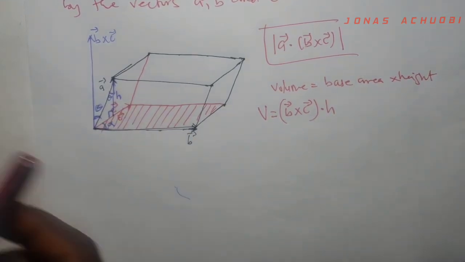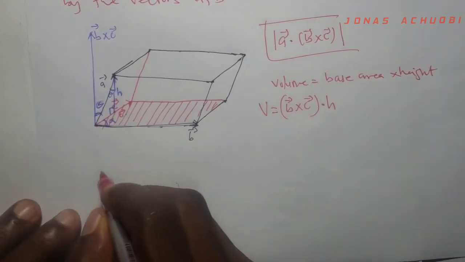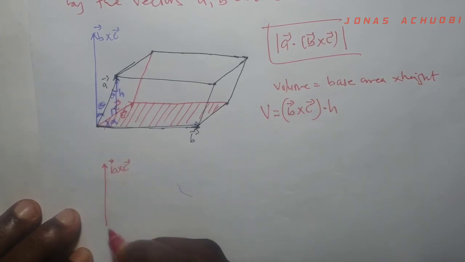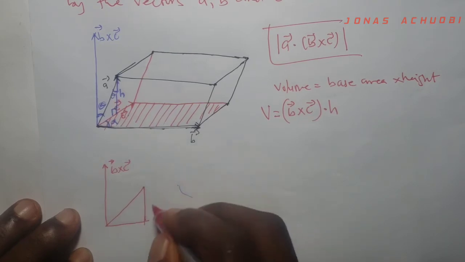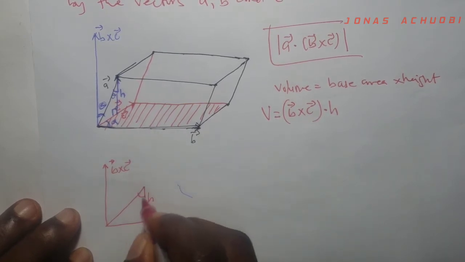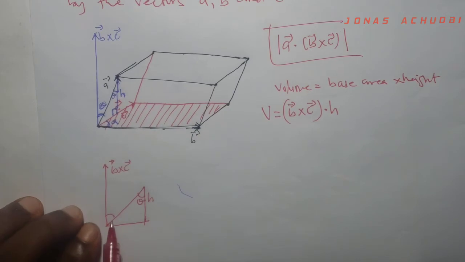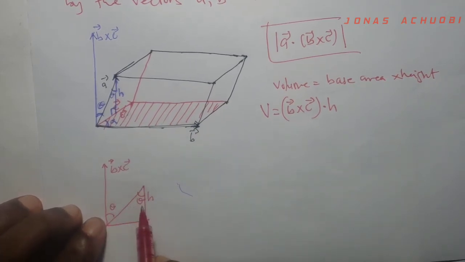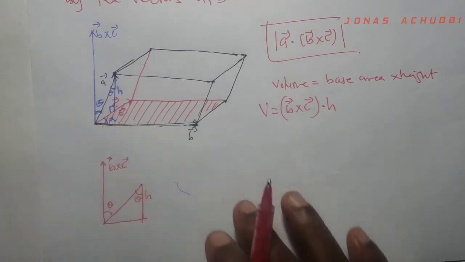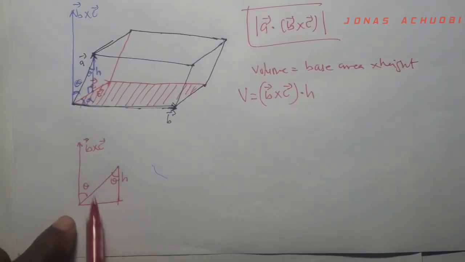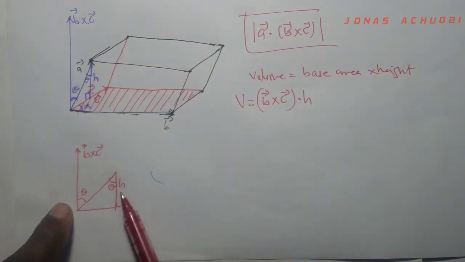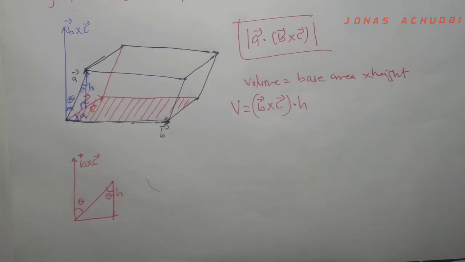So let me just magnify what is happening out here. So we have this as the cross product of vector B and C, and we have this as the height of the parallelepiped. So this is h, this is angle theta. So we are saying here that this angle here also is theta, since these two angles are what? Alternate angles. So we proceed. So let's work with this shape. So what I have here is what I've enlarged, magnified to this point.